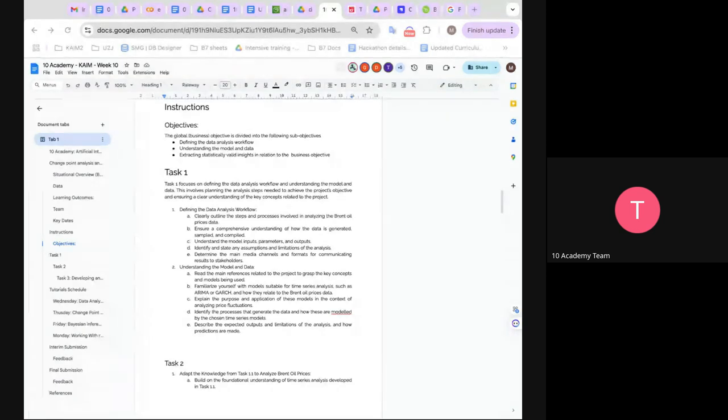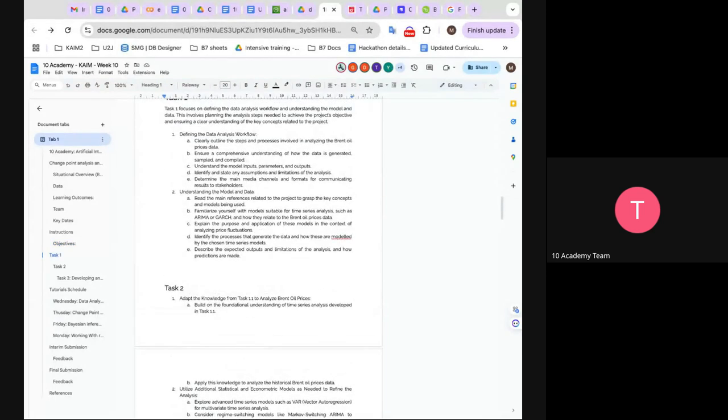So in that sense, you need to incorporate multiple things. The first is defining the data analysis workflow. That means clearly outlining those steps. How do you analyze the Brent oil price data?